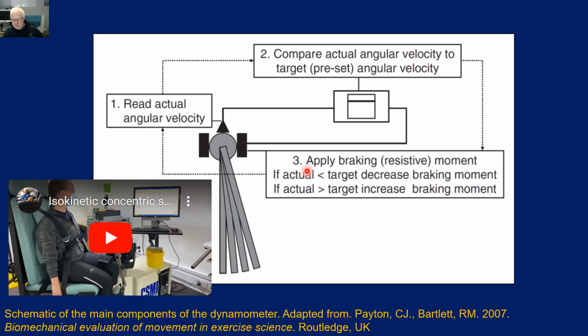If the actual velocity is less than the target, it's going to decrease the braking moment. If it's greater, it will increase the braking moment. In other words, it's going to prevent you from basically accelerating too fast or decelerating too much by matching the force. So let's watch this in this video here.